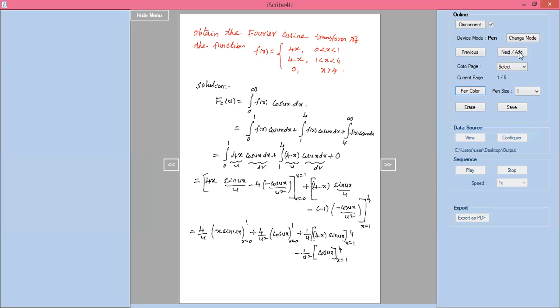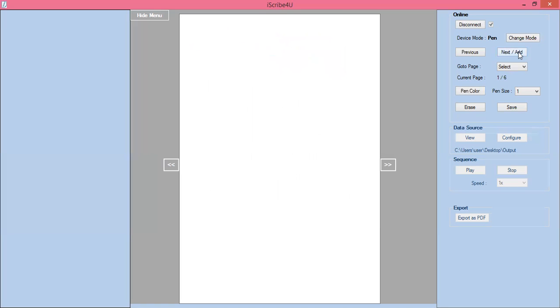If you apply the limits and simplify, you will get Fc of u equal to 4 by u into sine u minus lower limit. If you apply 0 in the place of x, it will become 0 plus 4 by u square into cos u minus cos 0. The cos 0 value should be 1, plus 1 by u into 4 minus x.